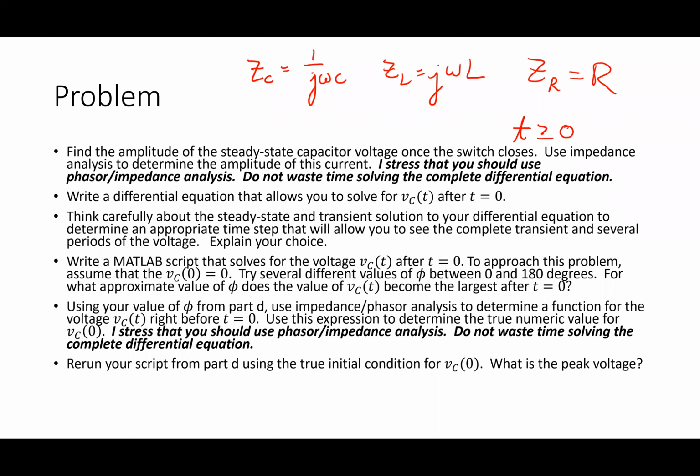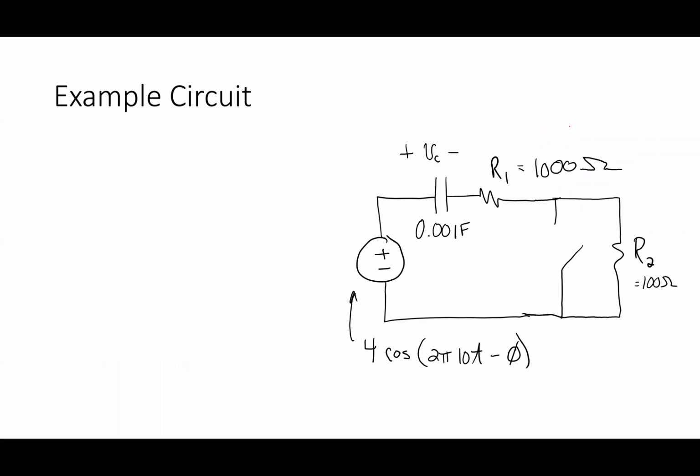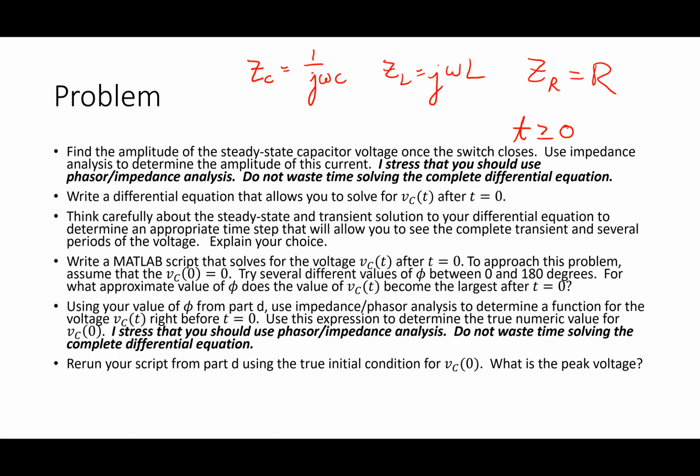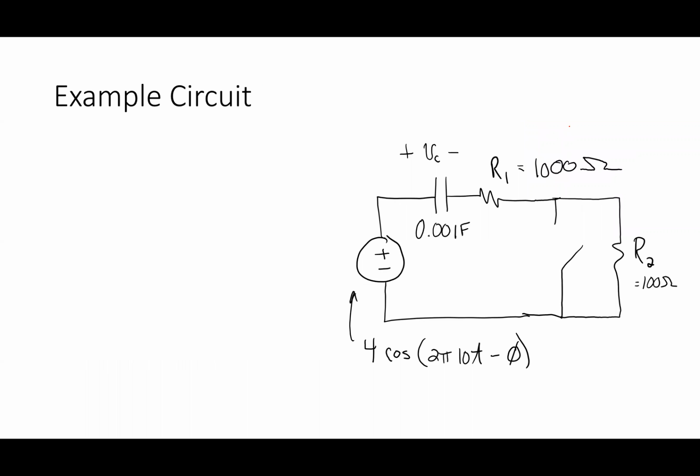I was going to jump down a little bit, but let's start with this. Find the amplitude of the steady state capacitor voltage once the switch closes. So let's say I wanted to do that, and I want to use this impedance analysis. So once the switch closes, how does the circuit change? Does R2 matter at that point? No, right? I've got a short in parallel with that, so it's gone.